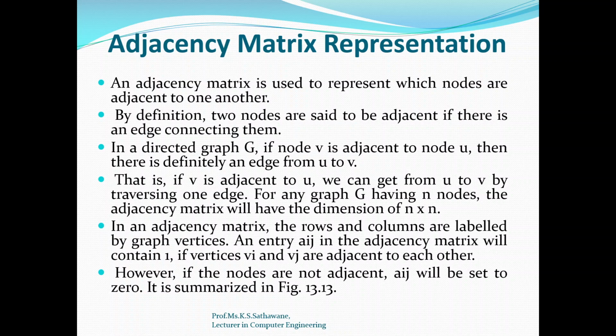So in an adjacency matrix, the rows and columns are labeled by graph vertices. An entry Aij in the adjacency matrix will contain 1 if vertices Vi and Vj are adjacent to each other. Means there exists an edge between Vi and Vj, then the corresponding matrix entry Aij will contain 1. Otherwise, it will be set to 0.